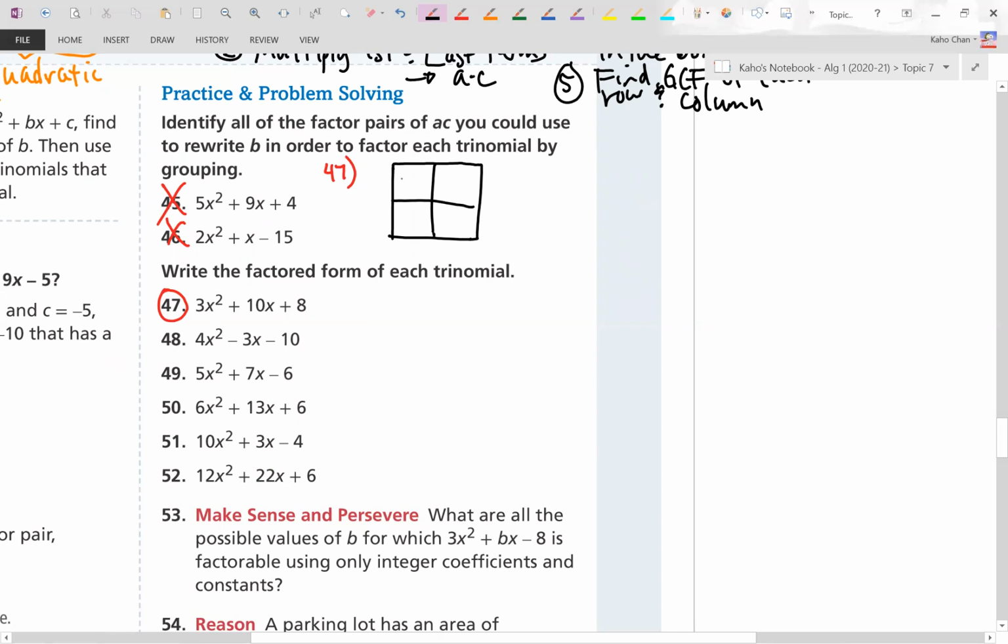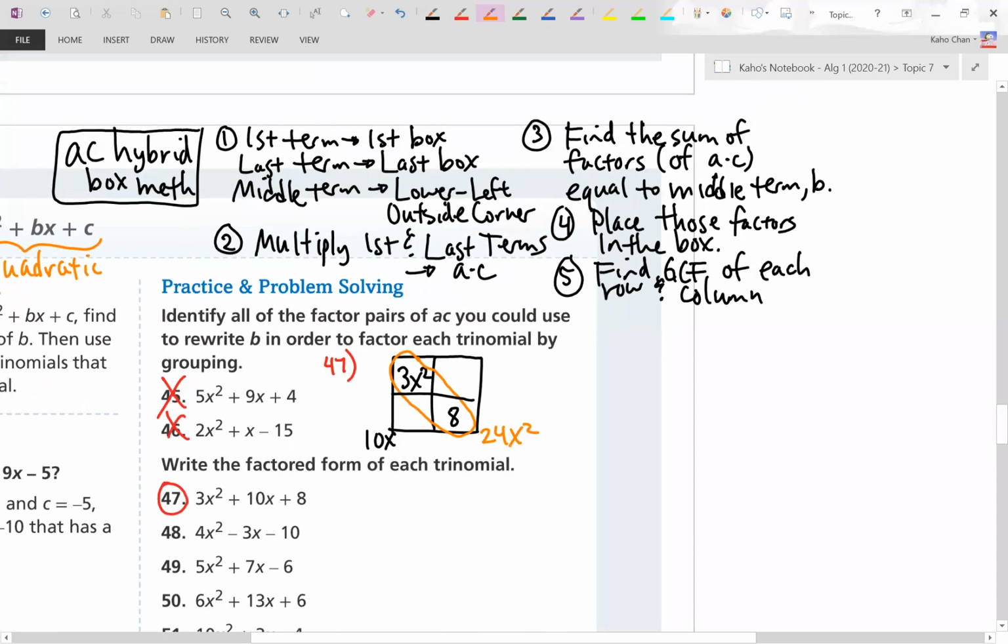First term, first box. Last term, last box. Middle term, lower left-hand corner. Step 2, multiply a times c. In this case, 3 times 8 is 24x squared. Step 3, find the sum of factors of AC.